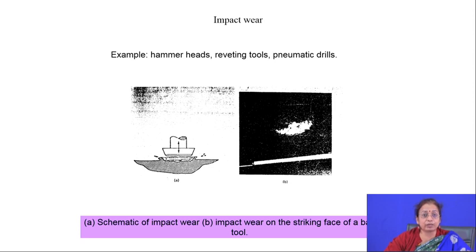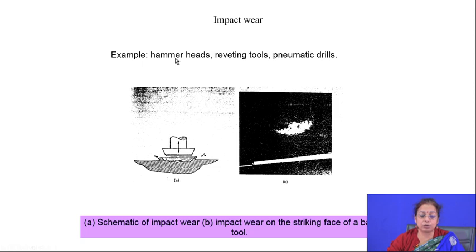The third type of wear is impact wear. Here, impact loading, a very heavy load, is applied on the surface for a very short duration, and then the load is released. The kind of wear you see is called impact wear. This is again fatigue wear, or fluctuating loading, but the loading-unloading time is very low. You load it for a very short time and then unload it. When the component is subjected to heavy loading and unloading for a very short duration, the kind of wear you see is called impact wear.